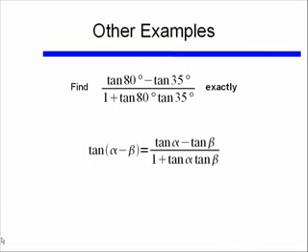And since we have the form tangent alpha minus tangent beta in the numerator, we know that we're going to need the tangent of alpha minus beta, that is the difference identity for tangent.